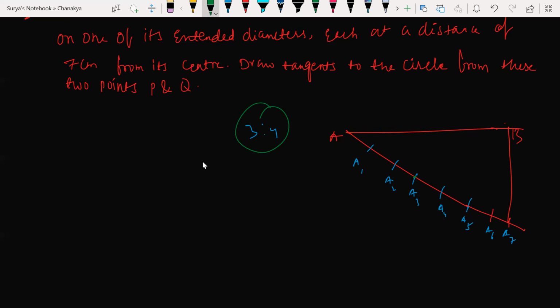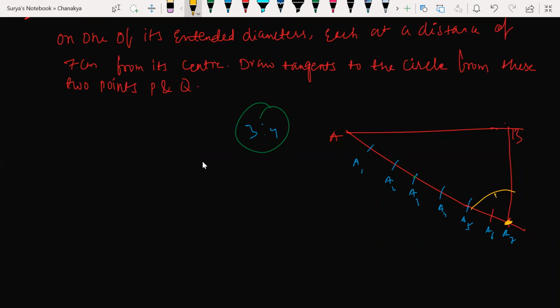First of all, I'll be taking the center beta. I'll be taking this as center. I'll be making an angle from this center. Okay. Next, look at this.